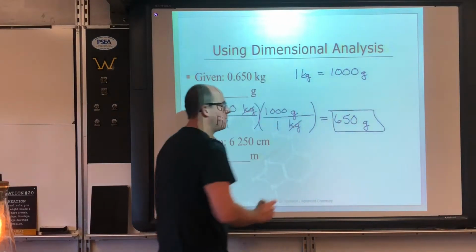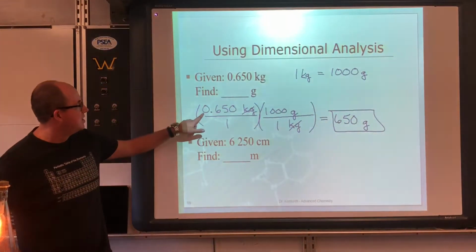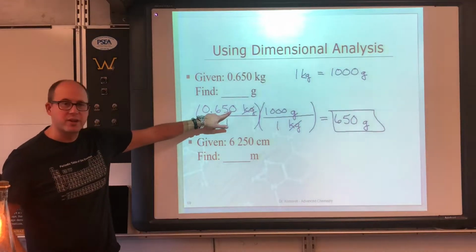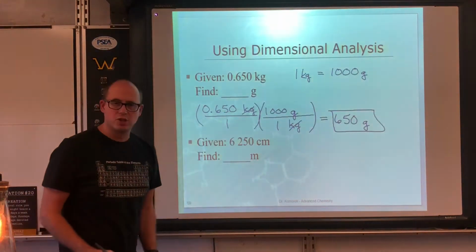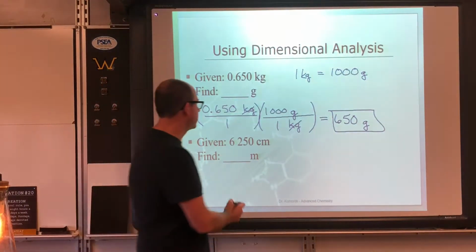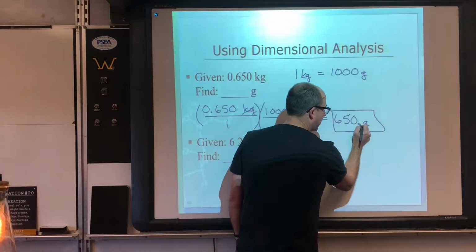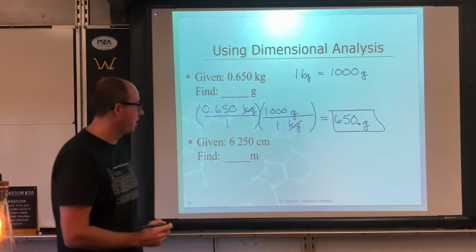Now is also a good time to review sig figs. This original one had 3 significant figures. So after the conversion is done, it needs to keep 3 significant figures. So we put a decimal point here so that it still has all 3.